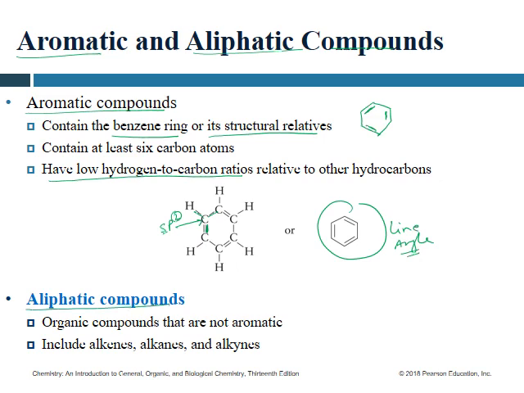So what is an aliphatic compound? Aliphatic compounds are those organic compounds that are not aromatic. So all those compounds that are not aromatic, that don't have a benzene ring, are called aliphatic organic compounds. This includes alkene, alkane, and alkyne.